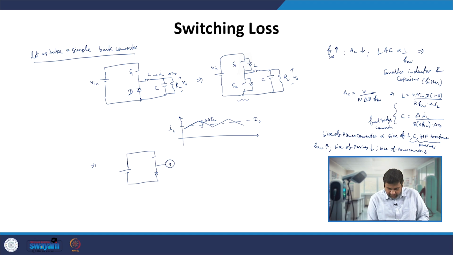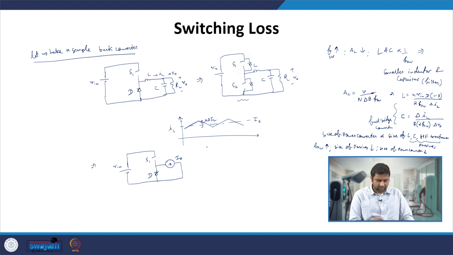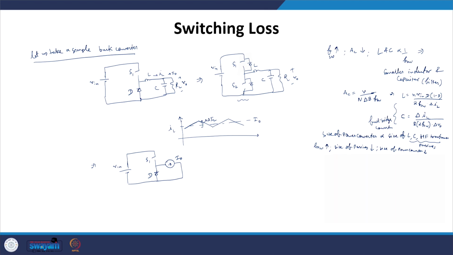a constant current coming out of this, and this is D, this is S1, this is V in, and this is I naught current going on. On that I naught current we have a small ripple, but we can assume this ripple to be very small, so we can assume this circuit. Now let us see how our losses in the switch S1 look.